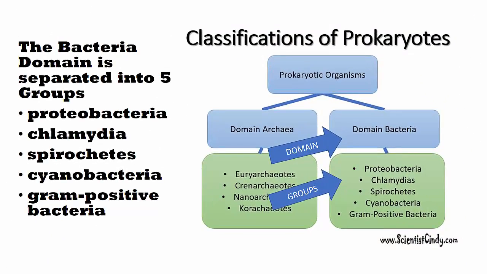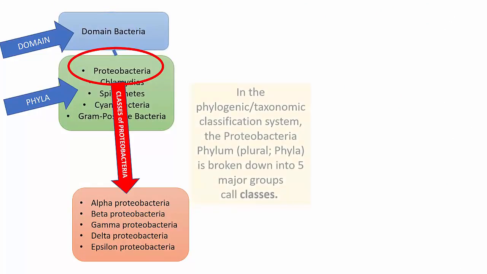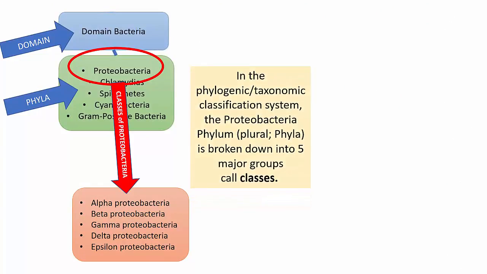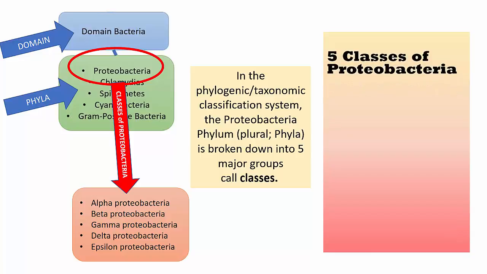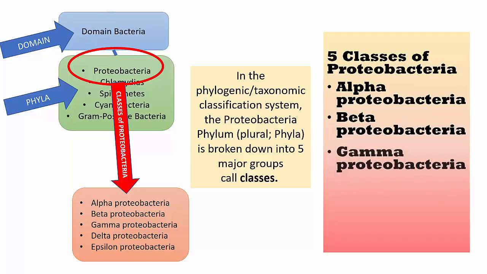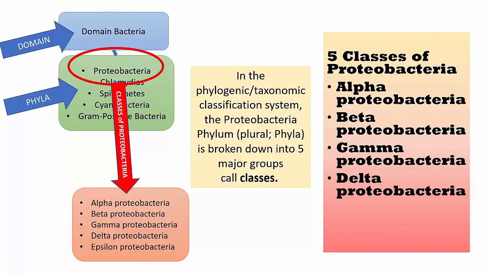The bacteria domain is separated into 5 groups: proteobacteria, chlamydia, spirochetes, cyanobacteria, and gram-positive bacteria. In the phylogenetic taxonomic classification system, the proteobacteria, which is the phylum, is broken down into 5 major groups called classes. Here are the 5 classes of proteobacteria: alpha proteobacteria, beta proteobacteria, gamma proteobacteria, delta proteobacteria, and epsilon proteobacteria.